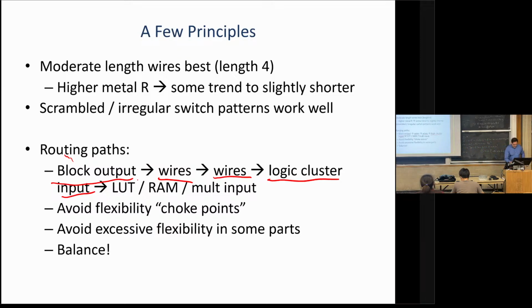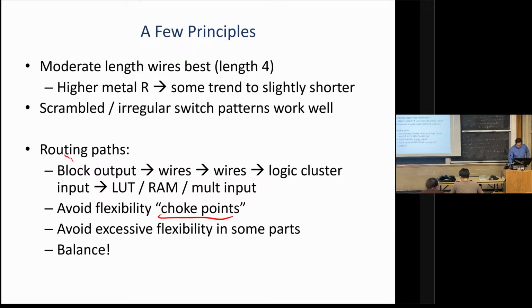And then you actually get to the primitive, right? The lookup table or the RAM core or the multiplier input. So there's always this cascade of decisions or switches that get turned on. So when you're building routing paths, you kind of want to avoid flexibility choke points.